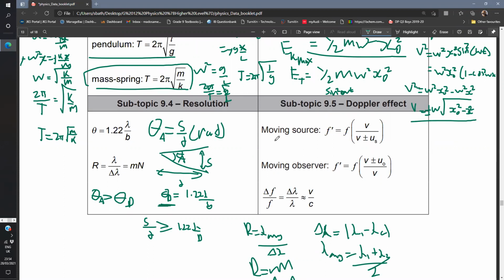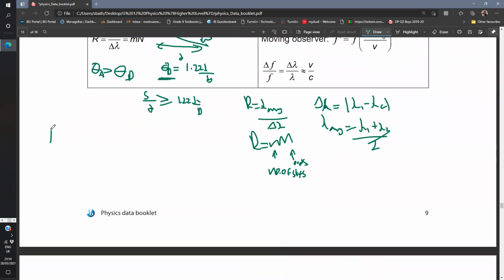And then this moves us on to the last topic, which is the Doppler effect. So the Doppler effect is when you have something that is either moving or stationary, and then it experiences a change in frequency or pitch. So the higher the frequency, the higher the pitch. The lower the frequency, the lower the pitch.